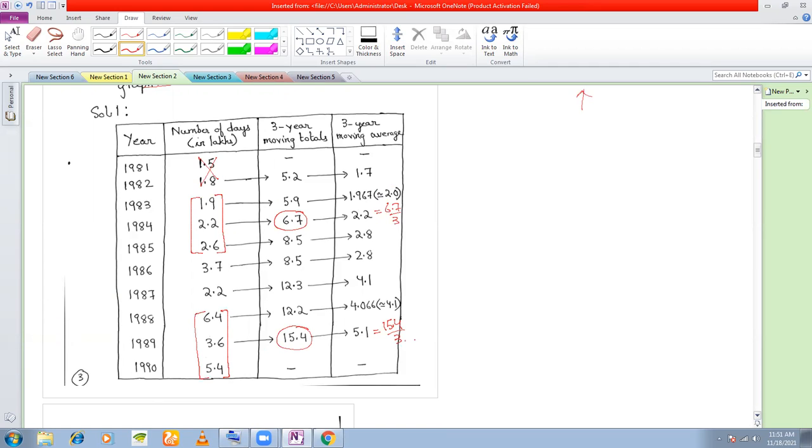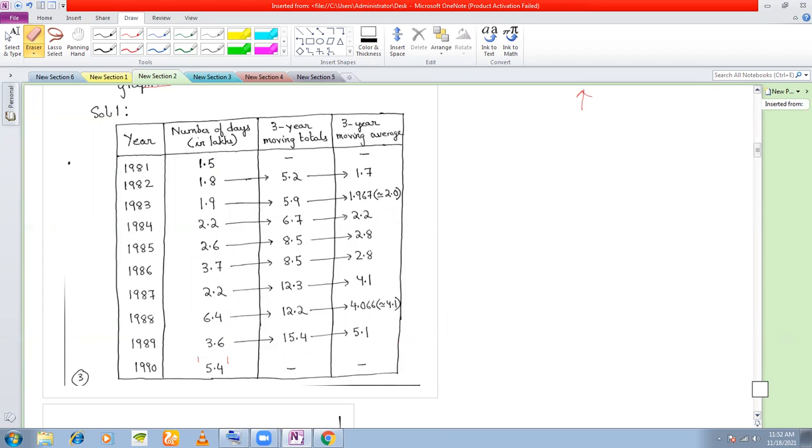Okay, we make this table. Is this table clear? Yes, sir. Now, for your syllabus, only odd years we'll consider. Even years, like 4 year moving totals, are out of syllabus. But it's there in the example, so I'll just go over it very briefly, for even year moving total, even year moving average.